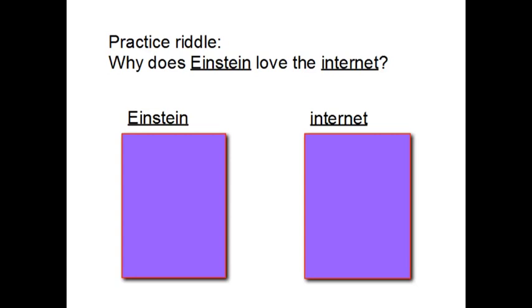Now for this practice riddle, this came up in a game where I was playing in class. I want you to list some things with the class that would maybe give you a good connection that you could use to make an answer to this riddle. So the riddle is, why does Einstein love the internet? And do this as a class.